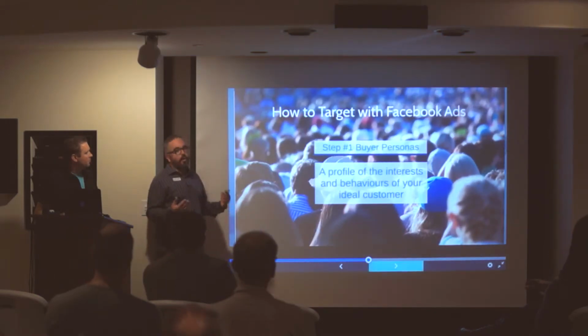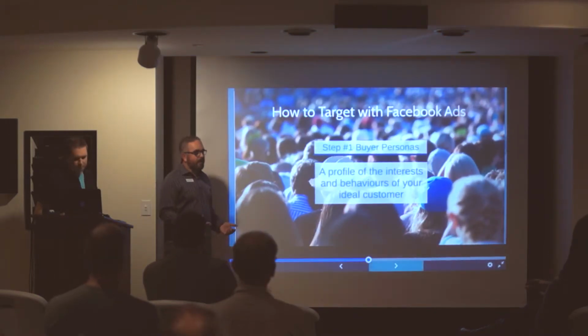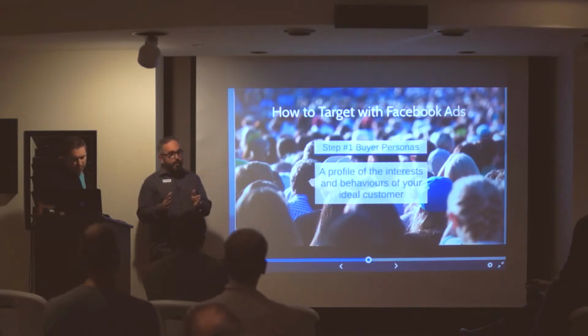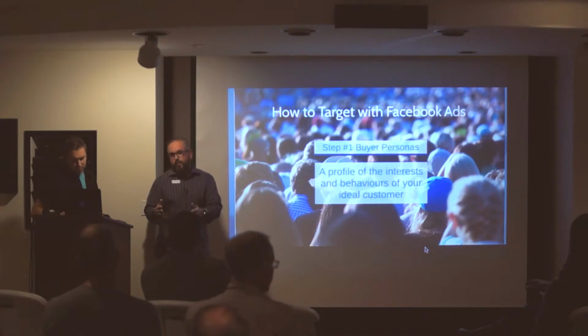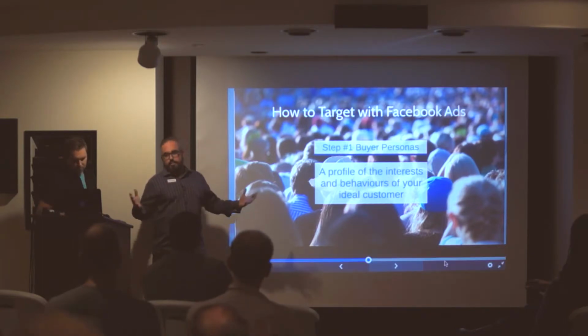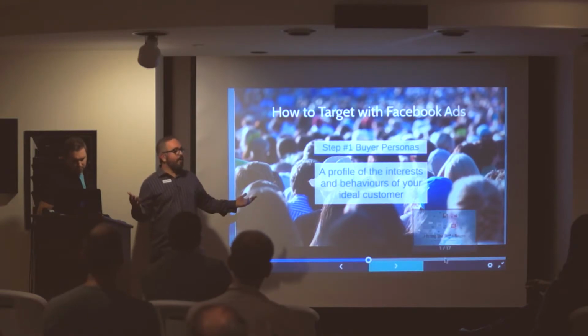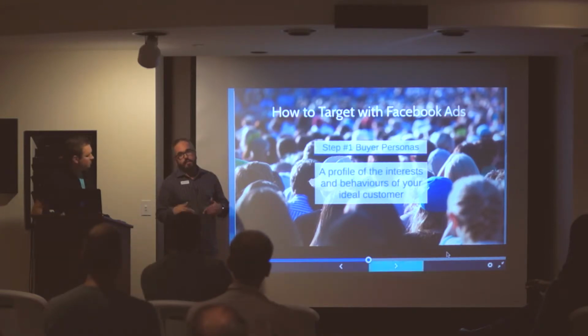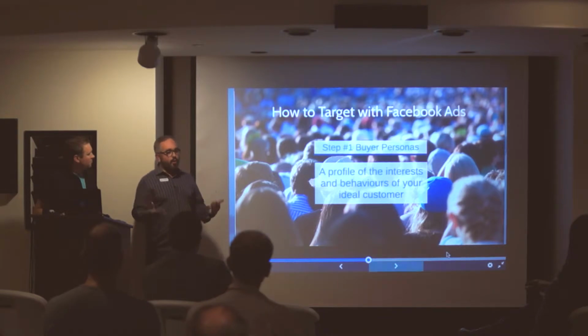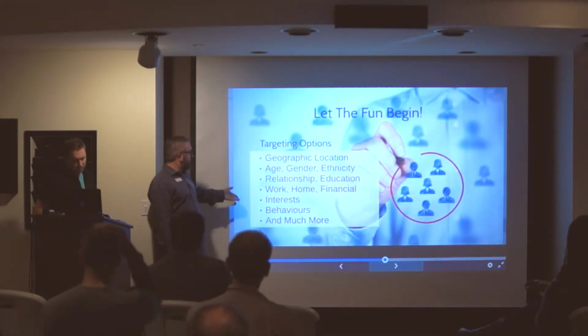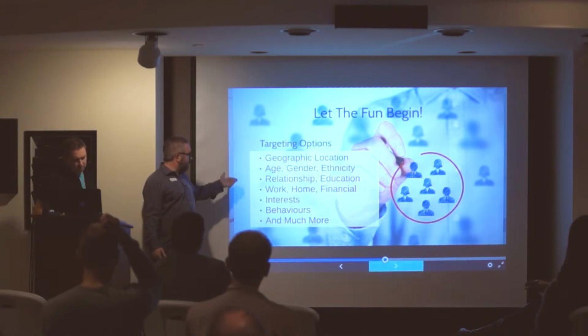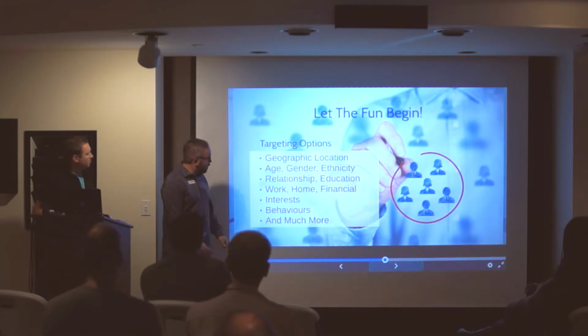So kind of what does this look like? Well, first of all, as a marketer, you need to know who's buying your product. And it's not always just one persona. There could be certain people that fall into one category, certain people that fall into another, based on geographically where the locations of your business are. There's thousands and thousands, if not a million variables that it could be, but you need to understand who you're selling to before you jump into something like targeting. These are just things that you can select in Facebook: geographic location, age, gender, ethnicity, relationships, education, work, home, financial interests, behaviors, and much more.